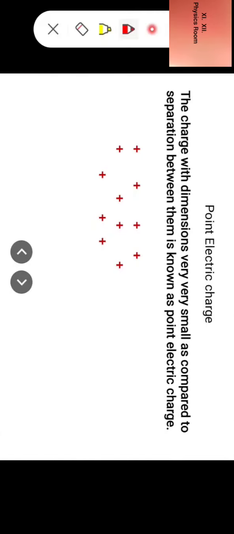Here you can see the size of the charge is very small as compared to the distance between the charges. So we say all these charges are point electric charges.